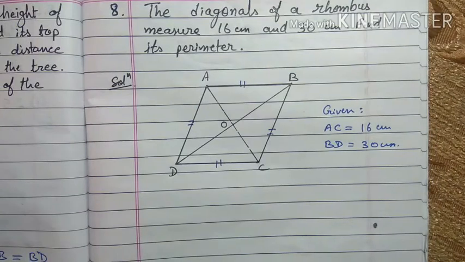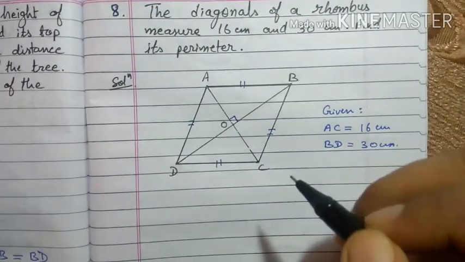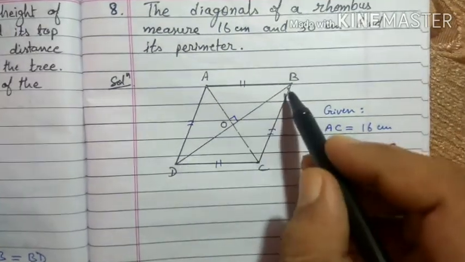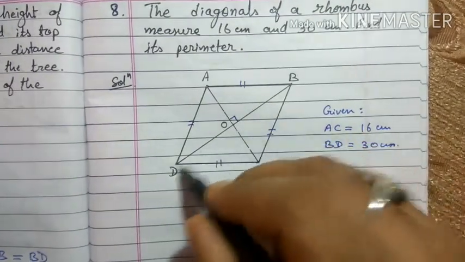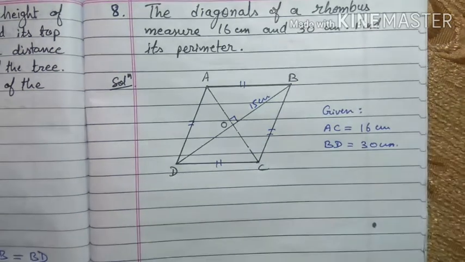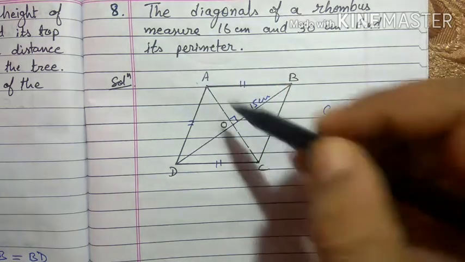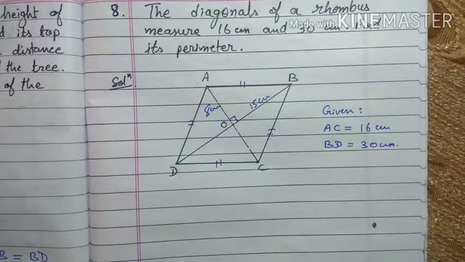And also there is a property of diagonals of a rhombus, that the diagonals are perpendicular bisectors. Diagonals of a rhombus are perpendicular and also bisect each other. So since BD is equal to 30 centimeters, OB is half of BD, that means half of 30 is 15 centimeter, right? And similarly AC is 16 centimeter, so half of AC is AO, that is 8 centimeter, right?